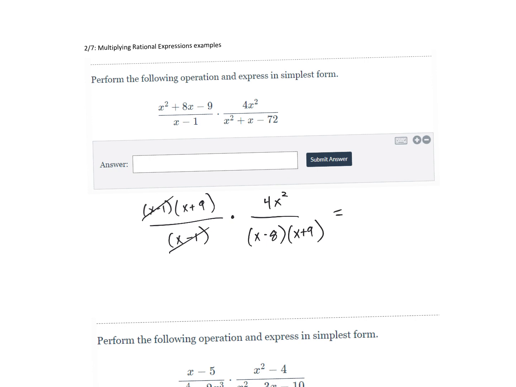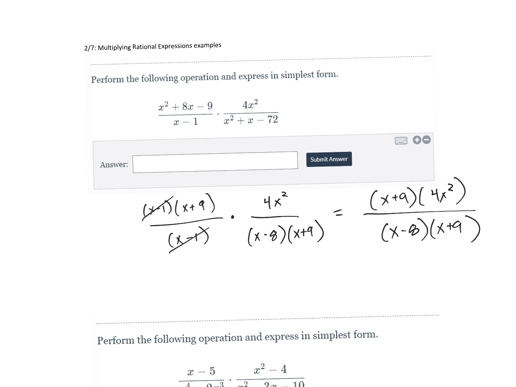Well, just know this rule. If you're multiplying two rationals, you can rewrite it like this. x plus 9 times 4x squared. And on the bottom, what's left? x minus 1, x plus 9. You can just rewrite it together as one rational. It's like that multiply does almost nothing to it. It's just two rationals become one. Just rewrite it with the tops together and the bottoms together, boom.